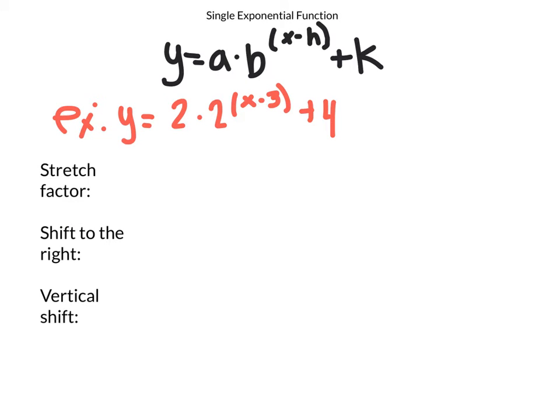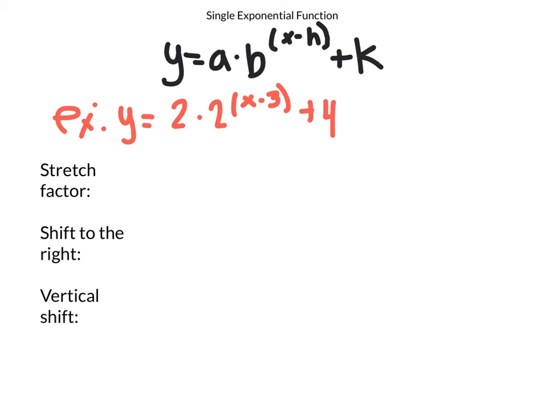Next, we will be talking about a single exponential function in the form y equals a times b raised to x minus h, plus k. Our example that we'll be using is y equals 2 times 2 raised to x minus 3, plus 4.